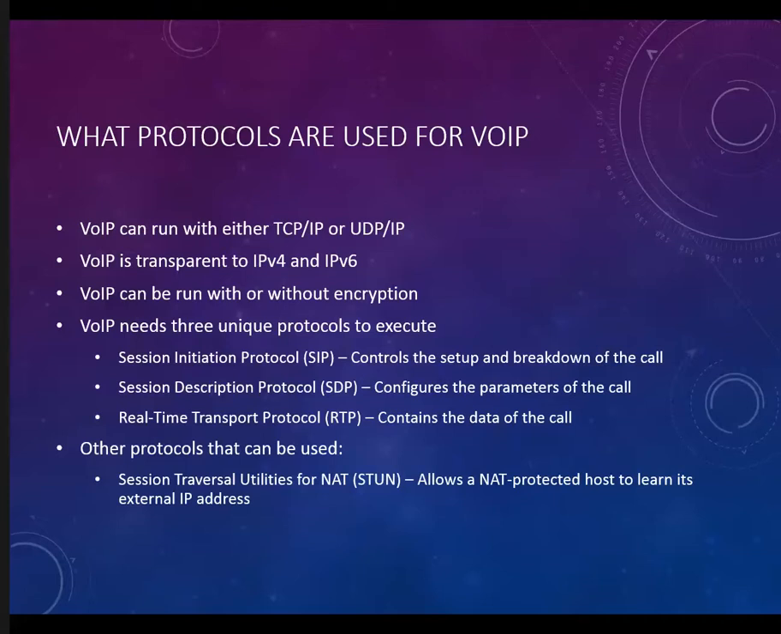So, what protocols are used to control VoIP? VoIP can run either on top of TCP or UDP, and because of addressing, the data and layers at that level are transparent to IPv4 or IPv6, so it really doesn't care. VoIP can be run with or without encryption on the data and on the control lines. That has a very significant impact that we will talk about later.